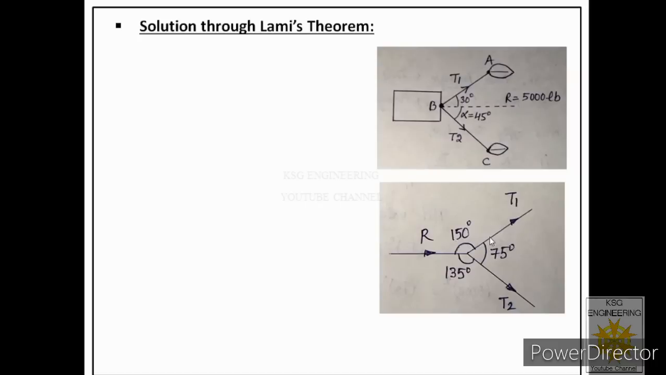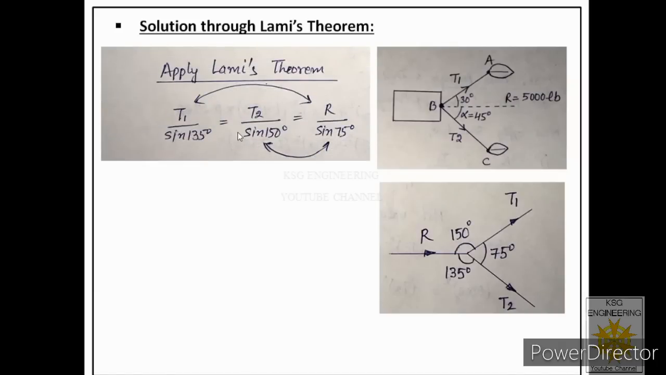Now similarly, we have to find angle between T2 and R. So if I draw this horizontal line on this side, then again this angle will be 180 degrees. So from 180 degrees, I will subtract this angle, that is 45 degrees. So I will get angle of 135 degrees between T2 and R. Now we got all the forces here and we got the angle also between these three forces. Now let us apply the sine rule or Lami's theorem.